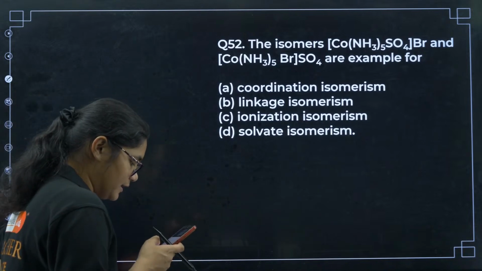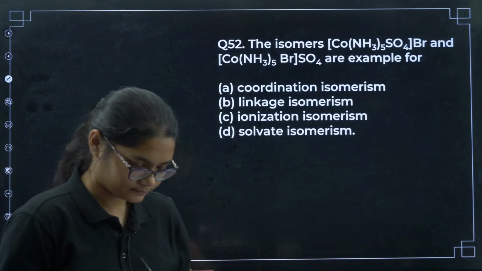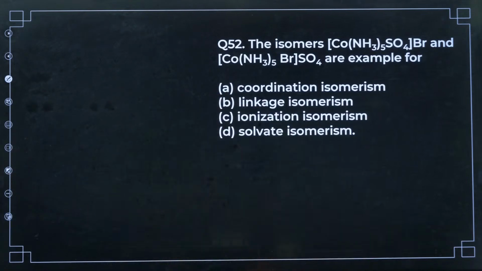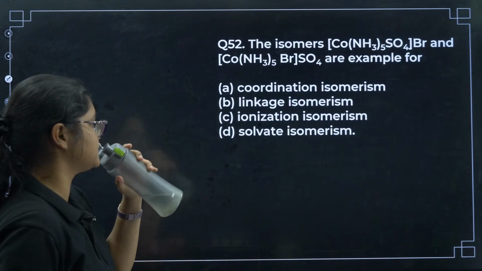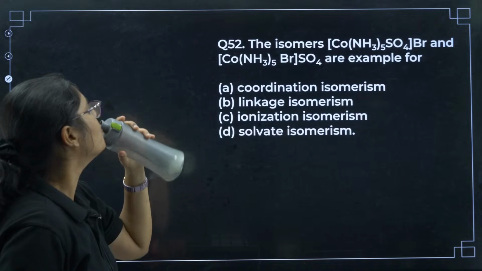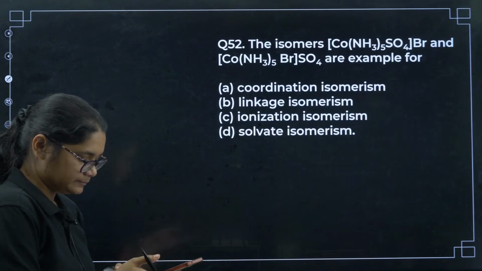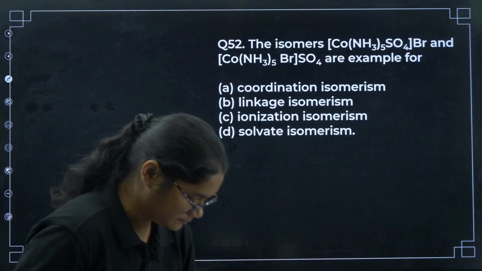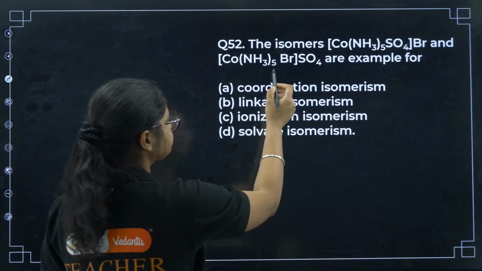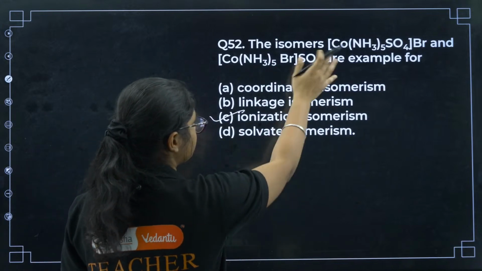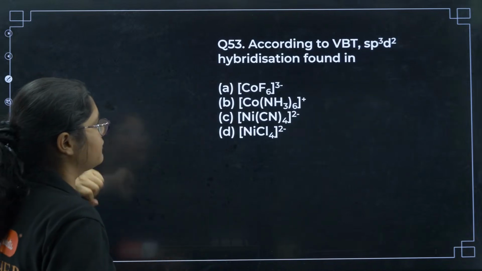What type of example will you find here? Yes, what type of examples are these? What type of isomers are these? These are your ionization isomers, right? You will get different ions on dissolving in water.